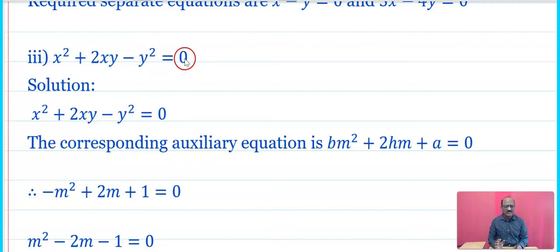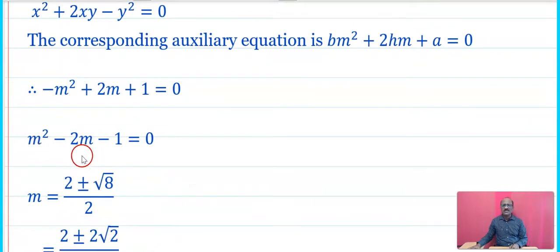Next equation is x square plus 2xy minus y square is equal to 0. Can we factorize this? Okay. Therefore, its corresponding auxiliary equation is bm square plus 2hm plus a is equal to 0. Here we cannot factorize this equation, and for that we will convert it into the auxiliary equation, and here you will get minus m square plus 2m plus 1 is equal to 0. Because the value of b is minus 1, the value of h is 1, therefore it is 2m, and the last is plus a, which is equal to 0. Therefore minus m square plus 2m plus 1 is equal to 0, and hence m square minus 2m minus 1 is equal to 0.